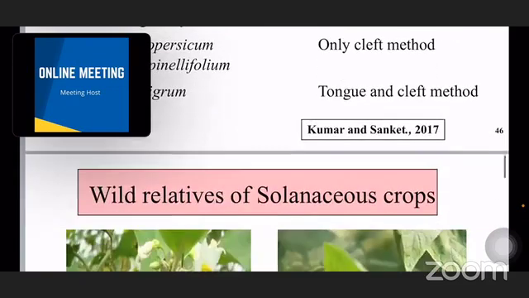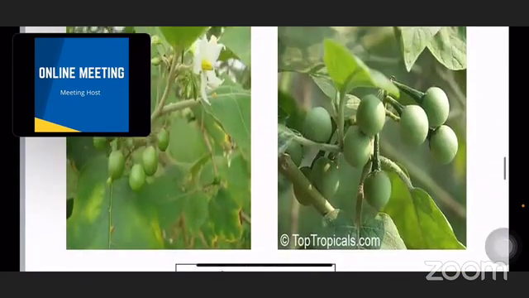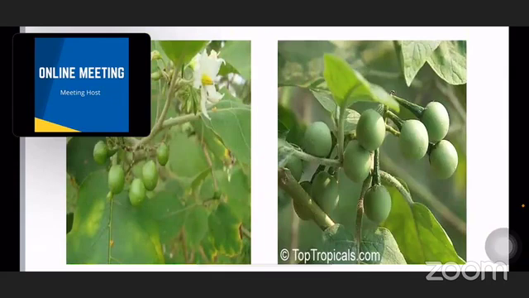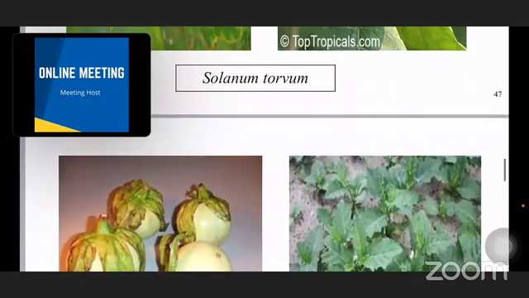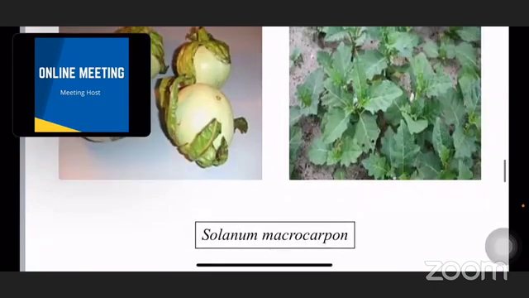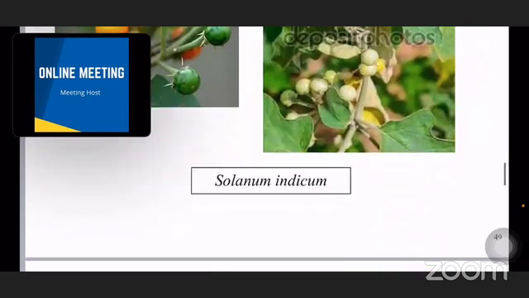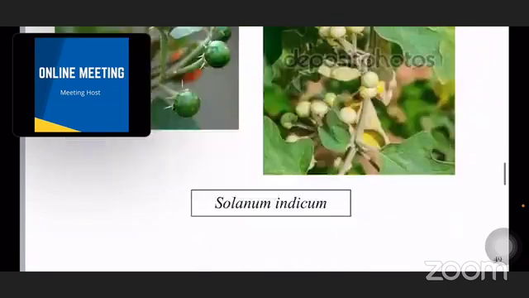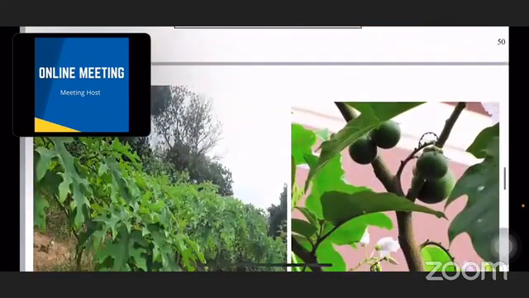Then here are the photographs of the wild relatives of the solanaceous crops. This is Solanum torvum. This is very much resistant to the soil-borne pathogen, bacterial wilt, Ralstonia solanacearum, that is the pathogen. Then this is Solanum macrocarpon. These are wild species. They may be seen in hilly areas or other forest areas, but not in cultivated farms. This is Solanum indicum. This is Solanum incanum. These are not edible also.